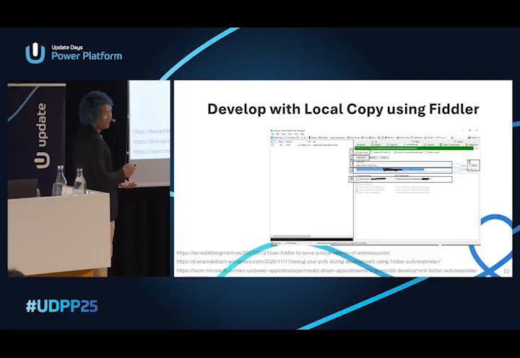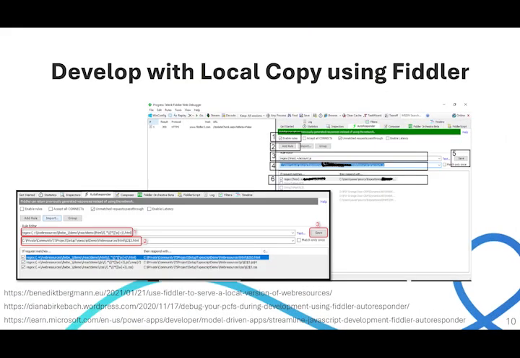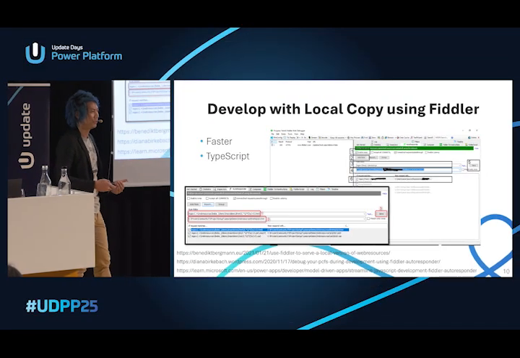You can map it to one file, or if you use a lot of files, you can use a regex to map the whole folder. It's faster, you don't have to publish, and it's really convenient for TypeScript development. You update it in TypeScript, you compile it, and then you don't have to push it to the Dataverse. You just use it as a local version.